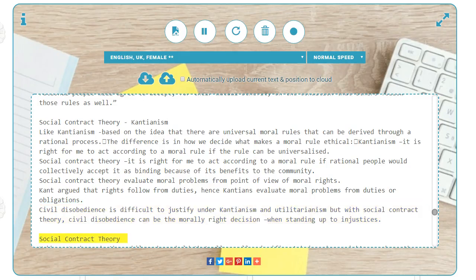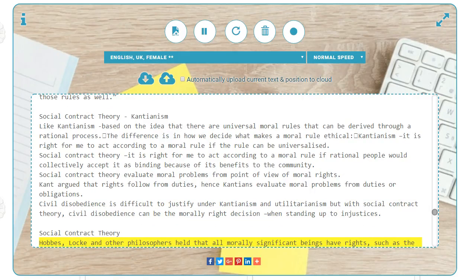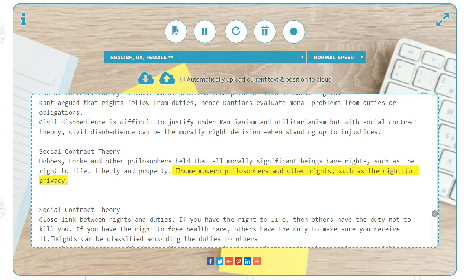Social contract theory. Hobbes, Locke and other philosophers held that all morally significant beings have rights, such as the right to life, liberty and property. Some modern philosophers add other rights, such as the right to privacy.